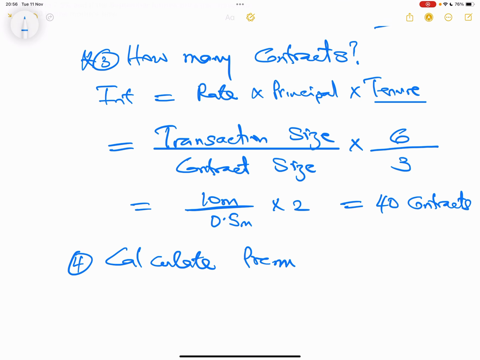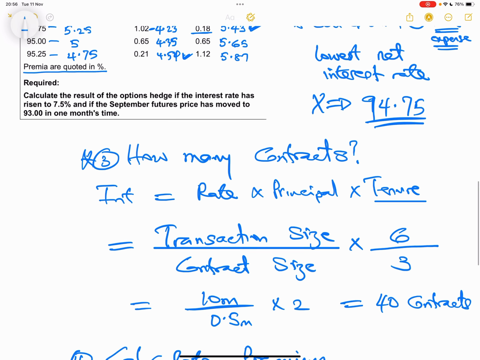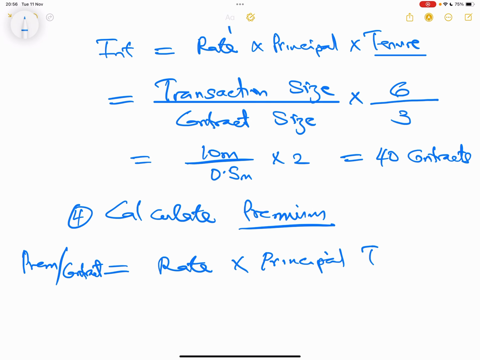There is no option contract without premium, so you must calculate premium. Premium that is applicable in this question is 0.18%. So you need to do premium per contract. Always start like that, so that you know that once you have this, it's just to multiply by the number of contracts you bought. So stay on the premium per contract, and your premium will always be your rate. Remember, just like it's interest expense you are calculating, that's the premium. Rate times principal times tenor. It's just simple. You don't need to memorize it.